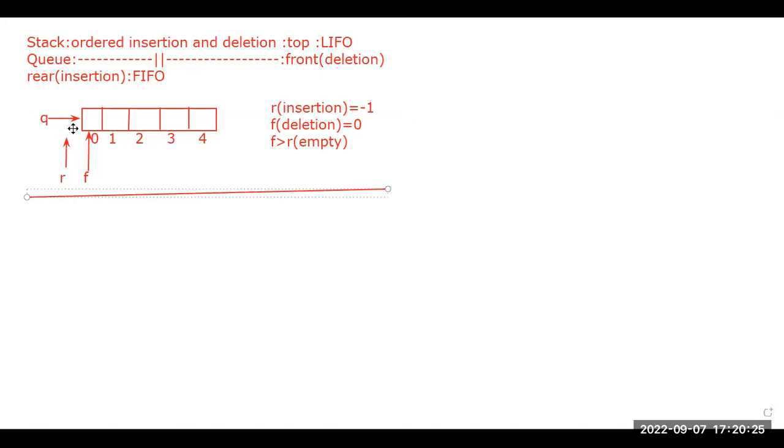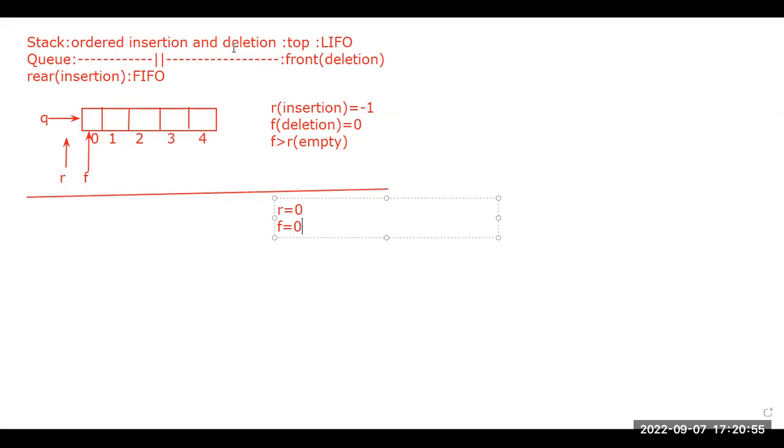But in -1, will there be any location? No, sir. So first, what should I do? Increment and then insert, or insert and then insert? Increment first, and then insert, sir. So what should R become now? 0. So now R should become equal to 0 and F anyways will be equal to 0 only. Yes?